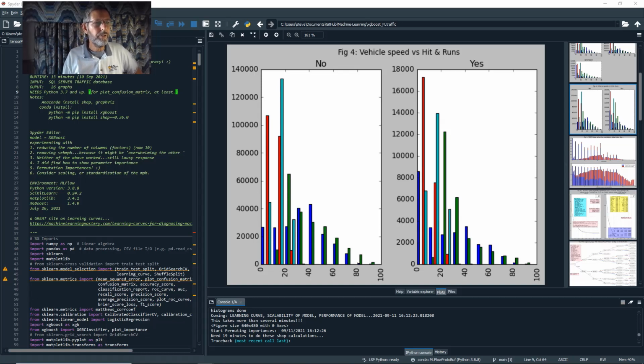I'm going to be talking about machine learning, the prediction of severe car crashes. The data is in my SQL server. I've got about 2 million records of data, and that data originally came from the state of Florida.